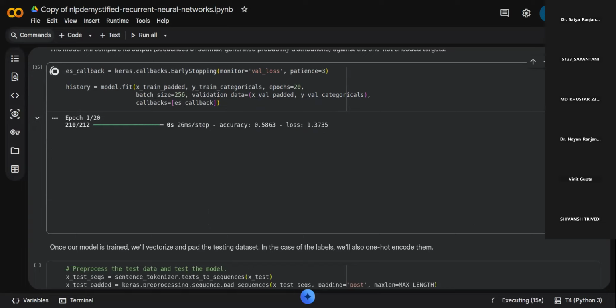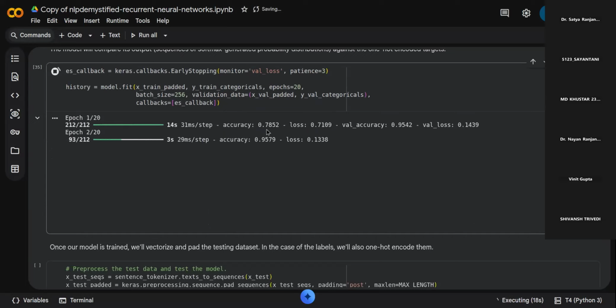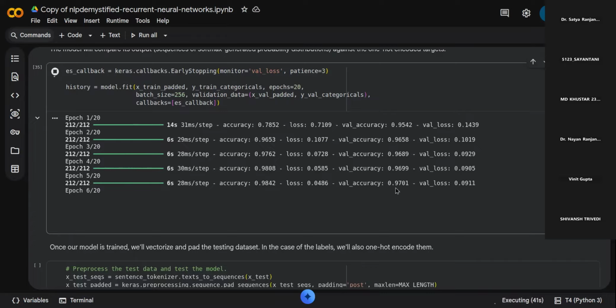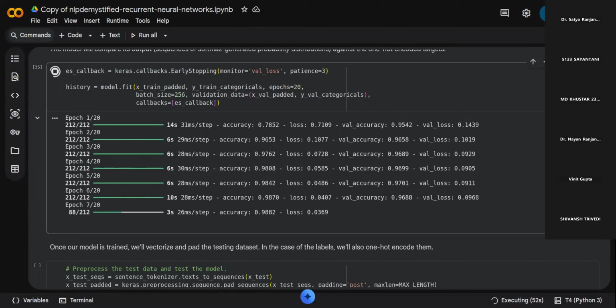So this is epoch 1. At the end of epoch 1, you see the training accuracy is only 78%. Validation accuracy is 95. But at epoch 2, training accuracy is 96, validation accuracy is 96, meaning increasing. And in epoch 3 it is 97 and 96. Now it is decreasing. Here it is 98 and 96. Again it is decreasing. Here it is 98 and 97. A little bit increasing. So if for 3 continuous epochs it is decreasing, then it will stop. Now again it is 96. Again decreasing.